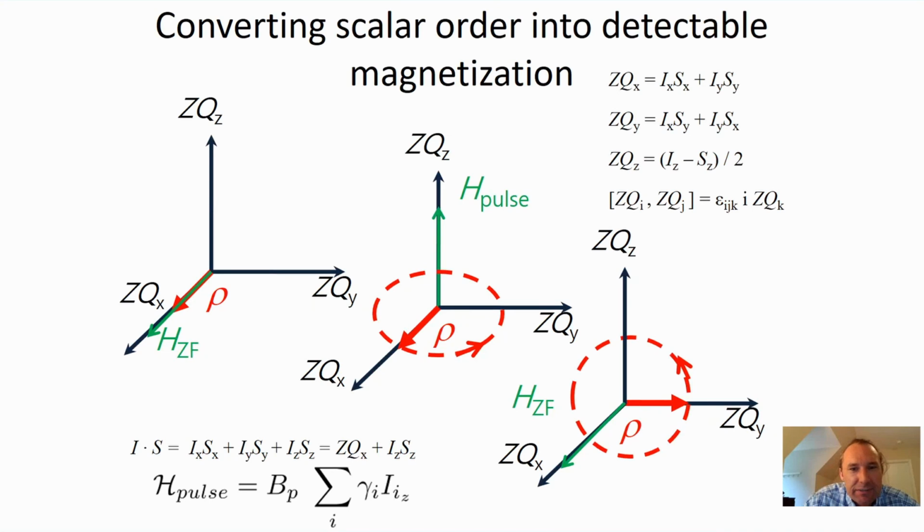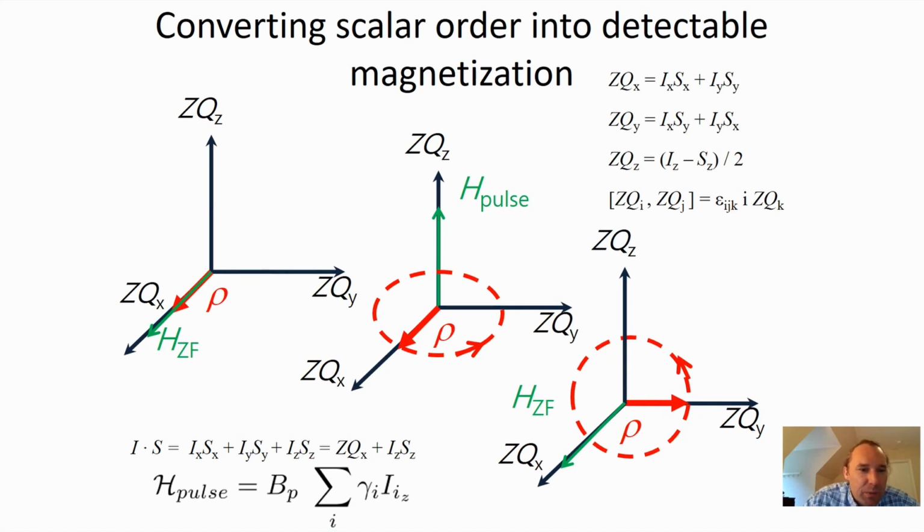As a quick reminder, there's zero quantum x, which is IxSx plus IySy, so rather similar to the Hamiltonian. There's the zero quantum y term that sometimes we have evolution through, but is not observable. And then there's zero quantum z, which is really where the magnetization is, which is Iz minus Sz, and that's what we observe. And the important part is that they behave just like Pauli matrices, so you can represent this as simple rotations, and you can learn something here.